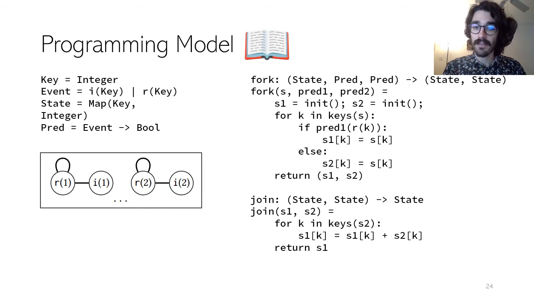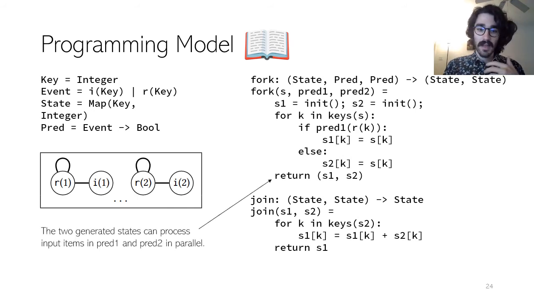For this example, the fork takes a single state, two predicates or partitions on input events, and produces two output states. In this case, it creates two states from the initial state by checking if the key is in the first partition, then it puts that key in the first state, or if it's in the second partition, it puts it in the second state. Join, conversely, takes two of these forked states and merges their dictionaries, these maps, together.